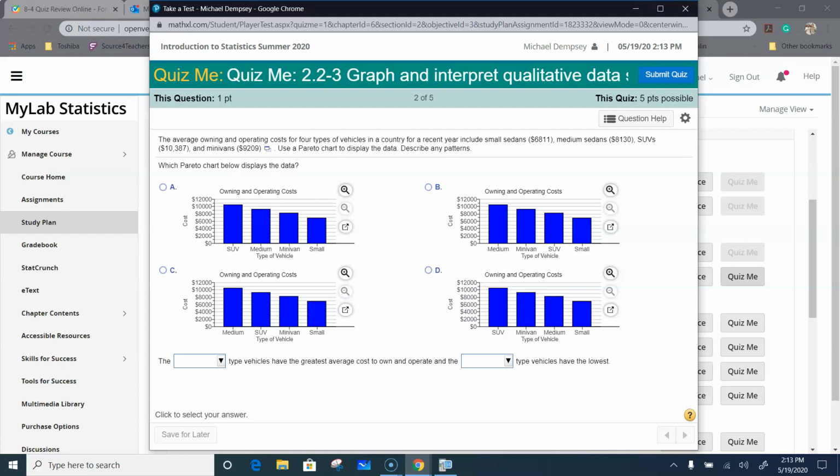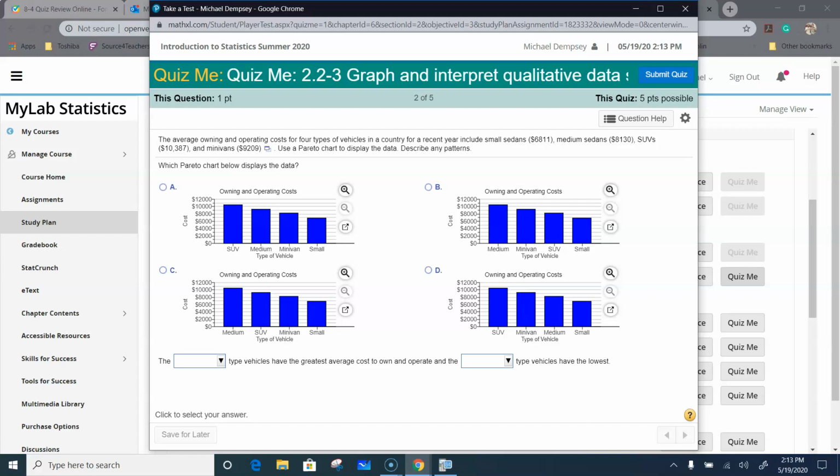So here we have the average owning and operating costs for 4 types of vehicles in a country. Small sedans, $68.11. Medium sedans, $81.30. SUVs, $10,387. And minivans, $9,209. So the minivans should be the highest. I want to find the one that has, SUVs ought to be the highest.